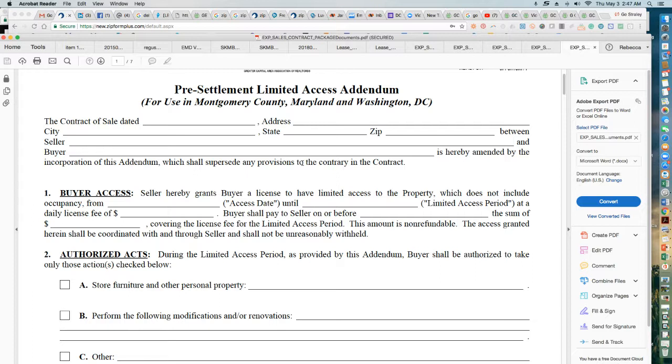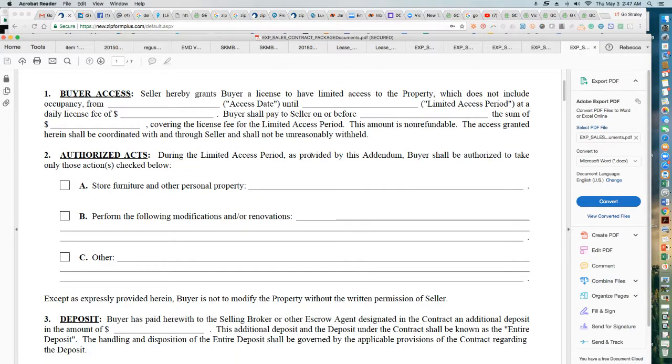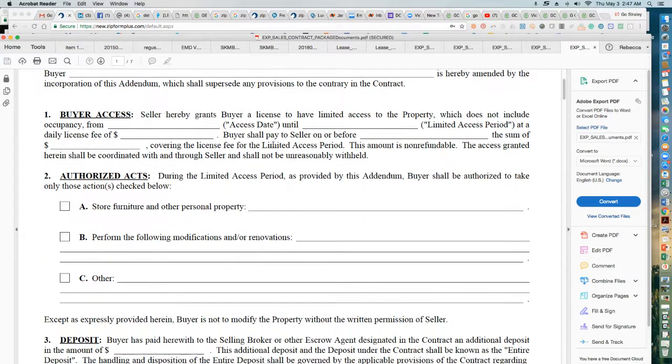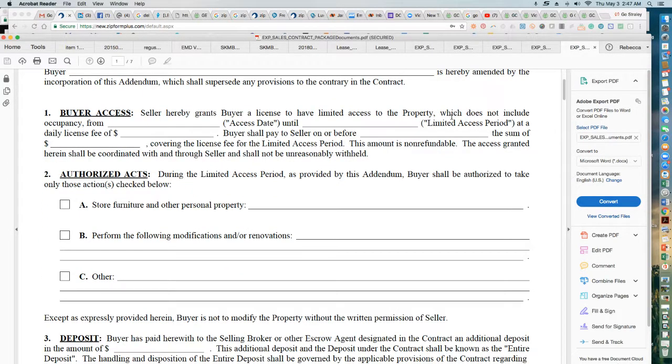We're not actually looking at the meaning of the forms as much as completing the forms in this video. So we're going to put the contract of sale date, the address, city, state, zip, and the names of the buyers and the sellers, and make sure that you have all names and all agreement as you're writing any addendum. So this is if the buyer wants access, so it's limited access. And so the buyer is going to have limited access, which does not include occupancy. It makes it very clear from what date until what date.